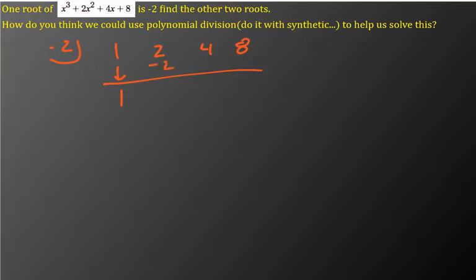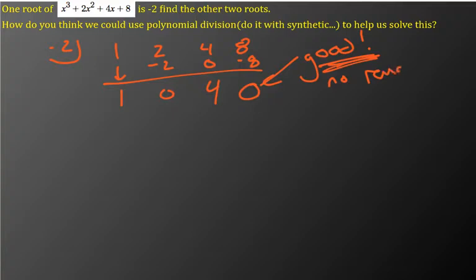-2 here, add those, you get 0. -2 times 0, you get 0. 4 plus 0 is 4. And then -2 times 4 is -8. And then we get 0. And that's good, because we were expecting to get no remainder, because it is a root, we were told. All right, so now we have a quadratic, x squared plus 4, right?